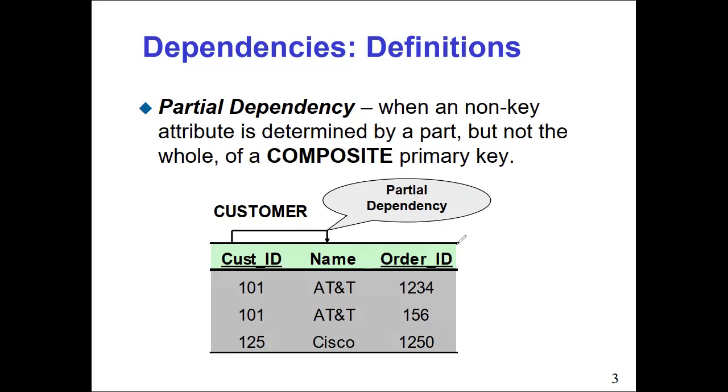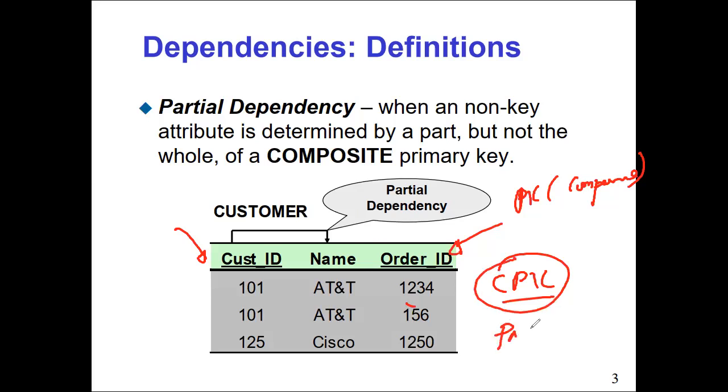Partial dependency: you can see here customer ID and the name, order ID, three things there. Now you can find customer ID also underlined, order ID also underlined. It means the primary key would be a composed one. If you have this composed primary key, CPK, you can expect the partial dependency case, right?